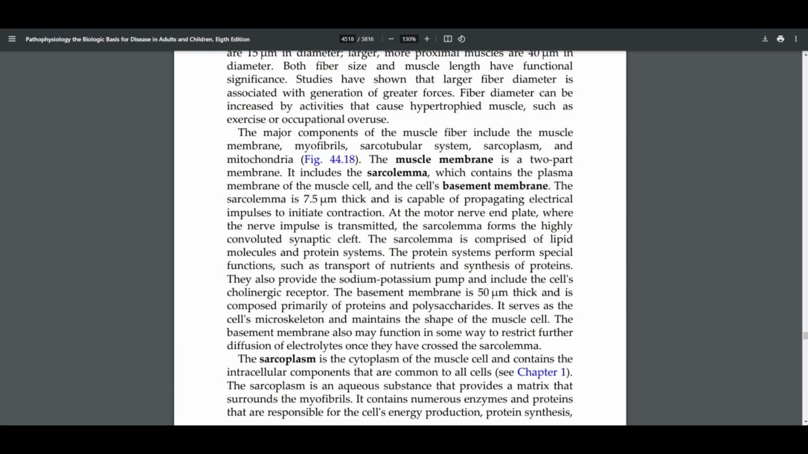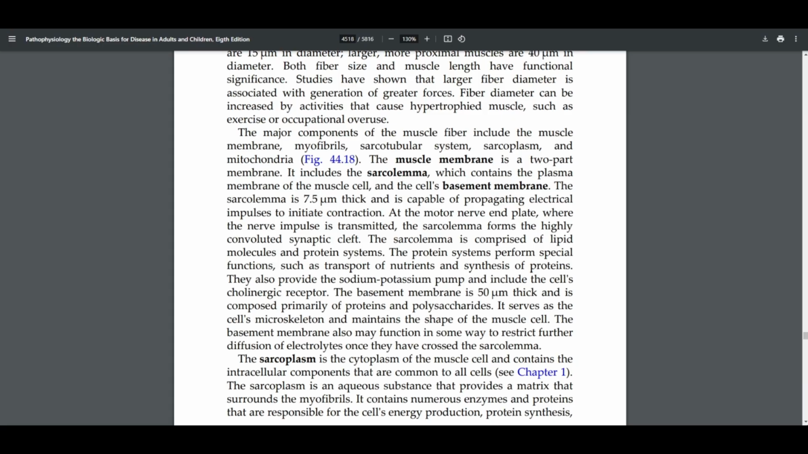The major components of the muscle fiber include the muscle membrane, myofibrils, sarcotubular system, sarcoplasm, and mitochondria. The muscle membrane is a two-part membrane. It includes the sarcolemma, which contains the plasma membrane of the muscle cell, and the cell's basement membrane. The sarcolemma is 7.5 thick and is capable of propagating electrical impulses to initiate contraction. At the motor nerve end plate, where the nerve impulse is transmitted, the sarcolemma forms the highly convoluted synaptic cleft.